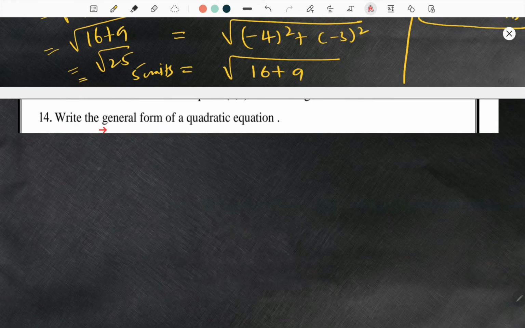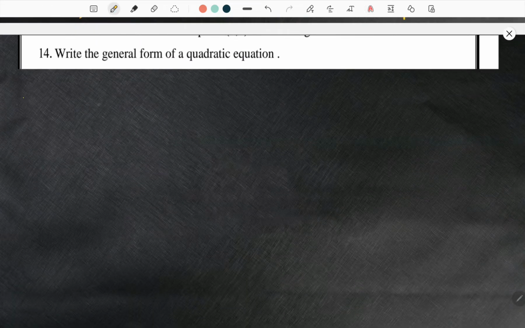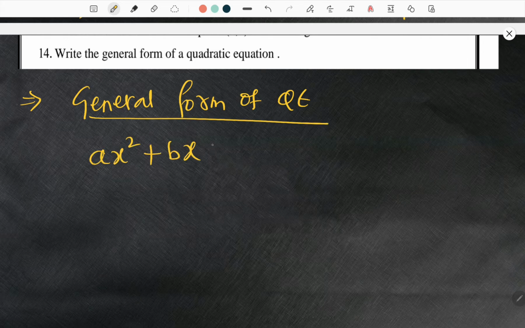So 14th question: write the general form of quadratic equation. Very, very important question. Many people make mistakes in this. General form of quadratic equation. So what is the general form of quadratic equation? That is ax square plus bx plus c is equal to 0, where a is not equal to 0, very important.